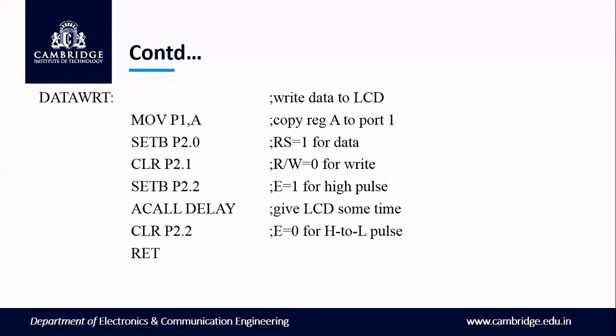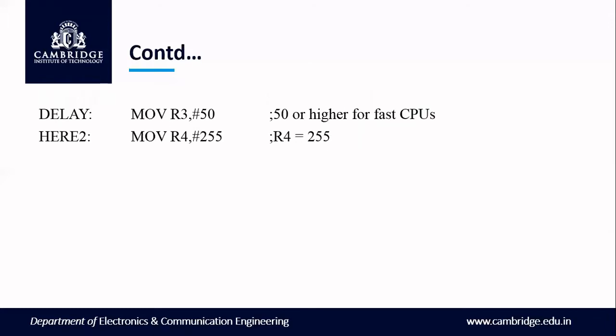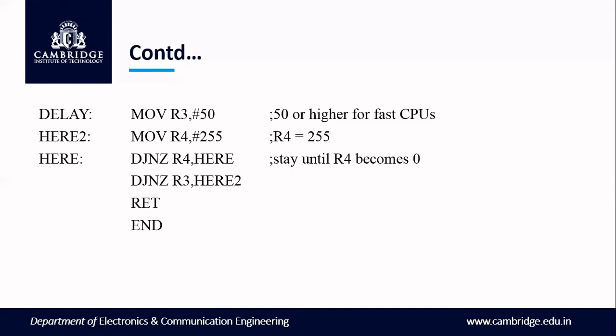So like this, and the delay program we have written here. This is a delay program. Initially we loaded R3 with 50, R4 with 255. So you will be having a count of 50 into 255 times. This is multiplied by the time period, that is 1.085 microsecond by default. So you are going to generate a delay here. This we need to understand.